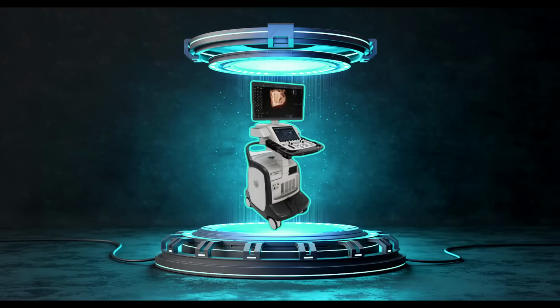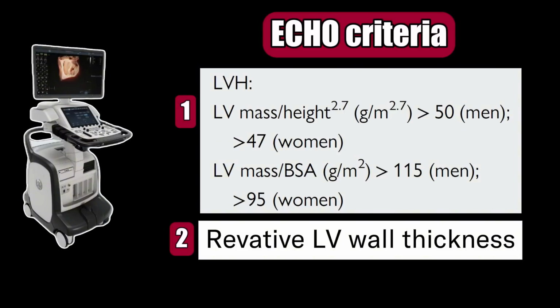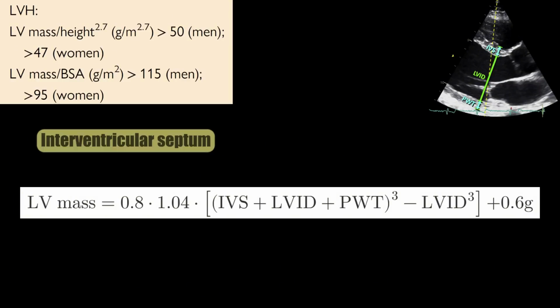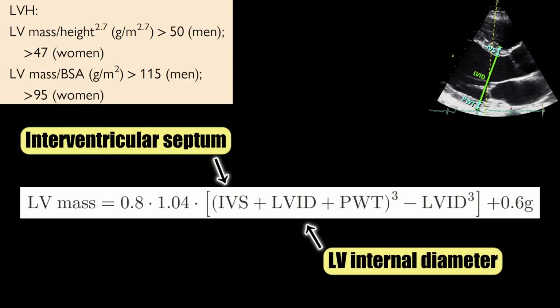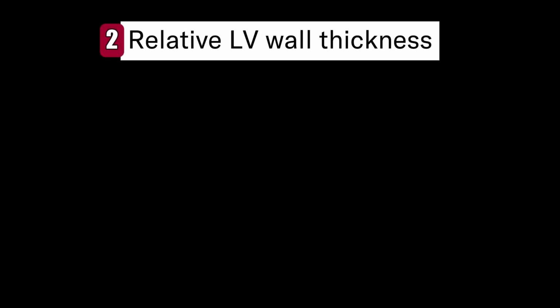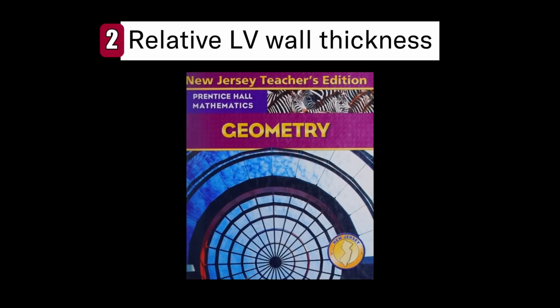As I promised, the best way to evaluate the left ventricular hypertrophy is the echocardiography. There are only two criteria of left ventricular hypertrophy by the echo, and the first one is the left ventricular mass index to height, or body surface area. For calculation of the left ventricular mass, you need to measure interventricular septum thickness, internal left ventricle diameter during the diastole, and posterior left ventricular wall thickness. And the second criterion is relative left ventricular wall thickness, which is necessary for evaluation of the left ventricular geometry.